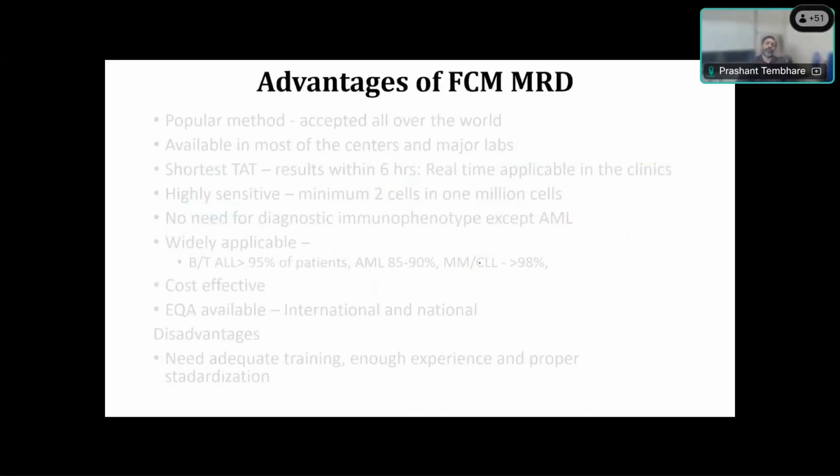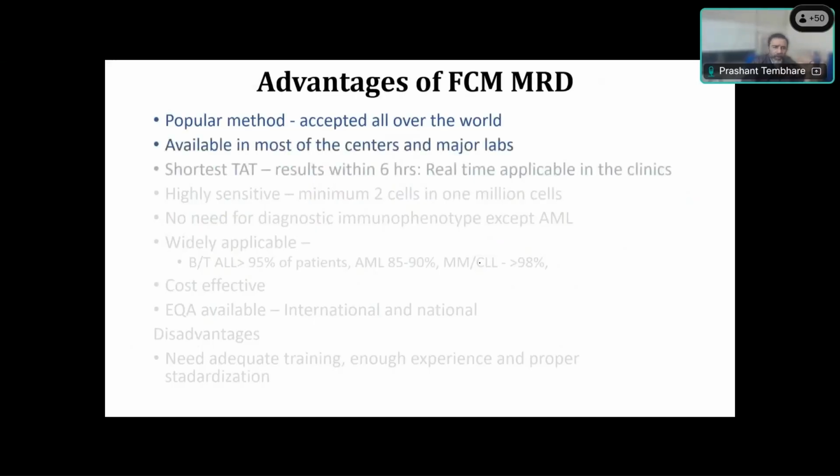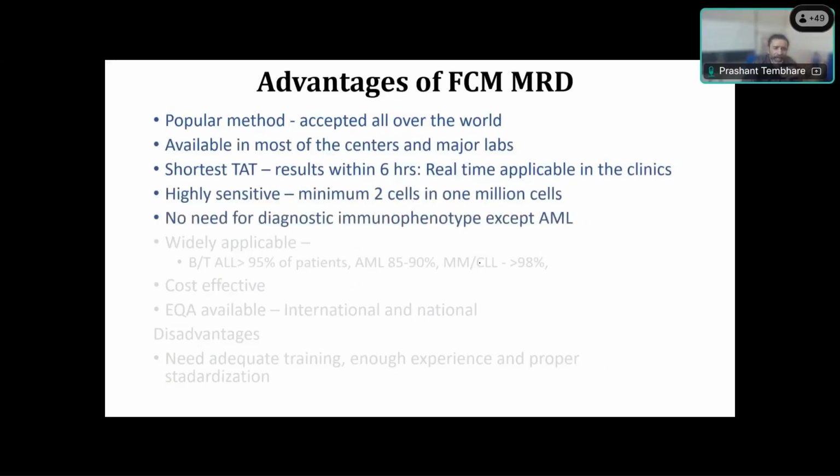Okay, so coming to the advantages of flow cytometry MRD, we know that it is a popular method. It is widely available, in almost all oncology centers or the majority of labs. It has the shortest TAT, you can get the result within 2 to 4 hours, maybe 6 hours maximum. It is highly sensitive, you can detect even 1 cell in 1 million cells or 2 cells in 1 million cells. There is no need of diagnostic immunophenotype except in AML. Even in AML you can do it, but it helps if you know the diagnostic phenotype.